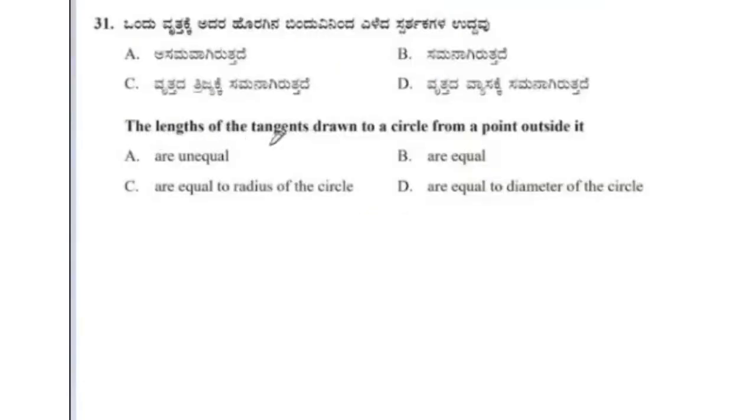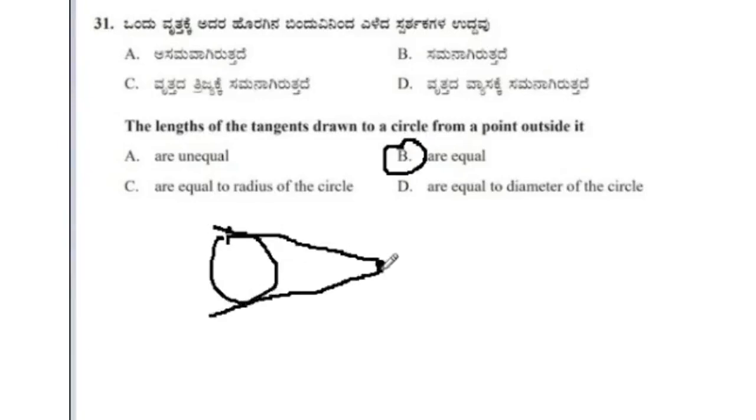31st question. The length of the tangents drawn to a circle from a point outside is. It is one of the important theorems in the circles chapter. The answer is equal. So this is a circle and a point outside it, and if tangents are drawn from it, then these two tangents are equal. So the tangents drawn from an external point of a circle are equal.